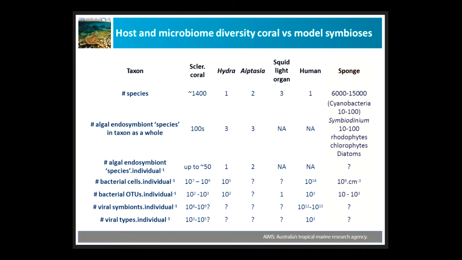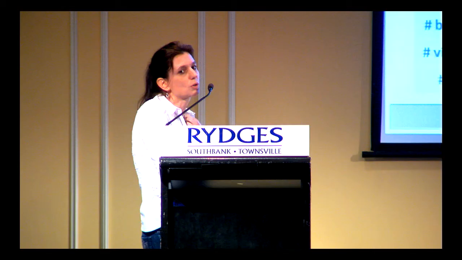In terms of algal endosymbionts, again, the corals are very diverse. There are hundreds of species of Symbiodinium in corals, and very small numbers in the model cnidarian symbioses. Sponges are not so well characterized in that respect. Most photosymbiotic sponges associate with cyanobacteria, so they don't fall under the eukaryotic symbionts. And in terms of Symbiodinium, again, we don't really know, but probably similar diversity to corals.